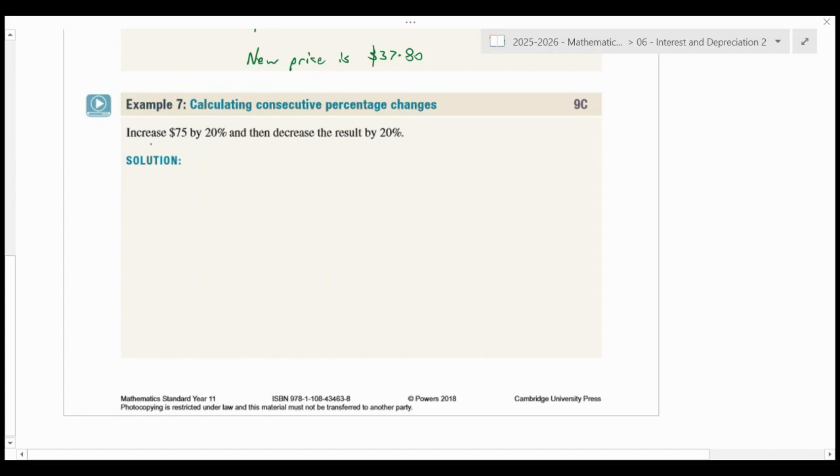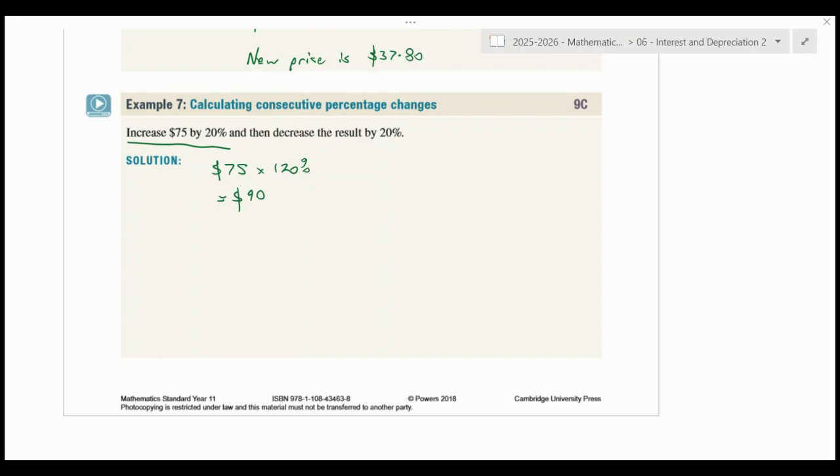Okay, so this first bit increased by 20%. So we're going to do $75 and we're going to times it by 120%. Like I've said before, you could do 1.2, but I'm just going to use the percentage symbol because my calculator does that stuff. So if I do that, my grand total is now $90. So I've now increased it by 20%, and that's good.